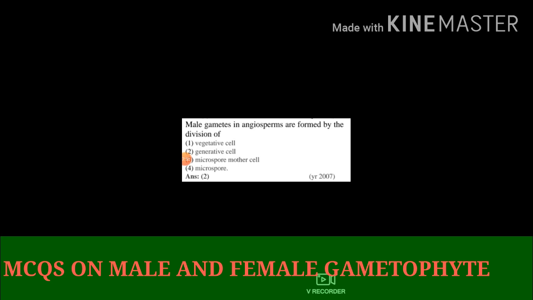Next question, asked in 2007. Male gametes in angiosperms are formed by the division of. We know that we need to find from which cell two male gametes are formed. This is a question related to the male gametophyte. From the generative cell, two haploid male gametes are formed. Option number 2 is correct.